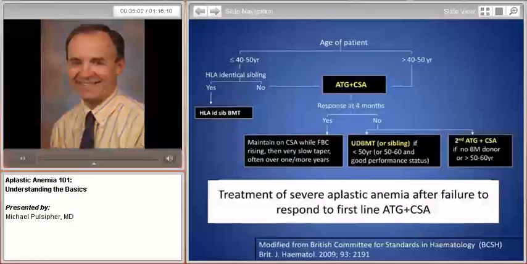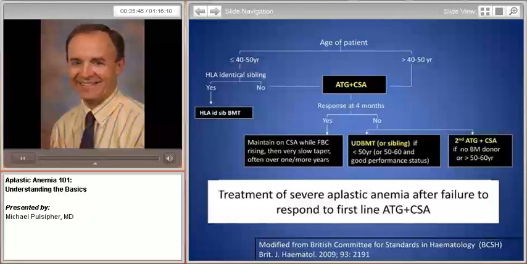So what do you do if you fail immune suppression? Well, the question then is, how do you monitor failing, and what are good ways to move forward? Okay, so first is to check your response at 4 months. Now, the reason why we say at about 4 months is because, as you saw from the data that I shared about rabbit versus horse ATG, the vast number of patients who respond will respond within the first 3 months. And more will respond between 4 months and 6 months, but almost all of them who are going to respond will respond in the first 3 months.